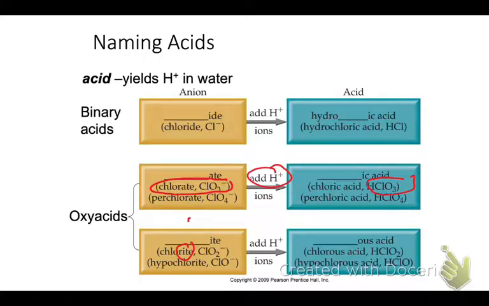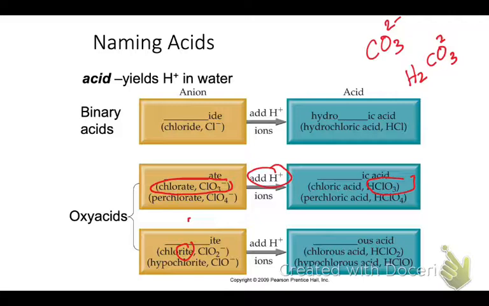The polyatomic anion was perchlorate. Then the acid will be perchloric acid. The polyatomic anion was chlorite. Then the acid will be chlorous acid. Hypochlorite will become hypochlorous acid. Other examples. So this is carbonate. If you want to make acid out of this, then you're going to have to add 2 hydrogens so you can balance the -2. Right?